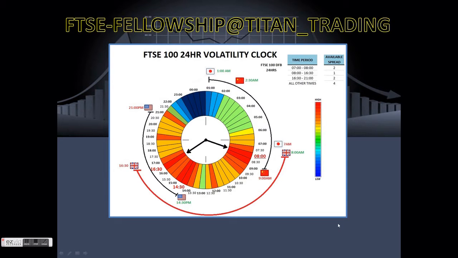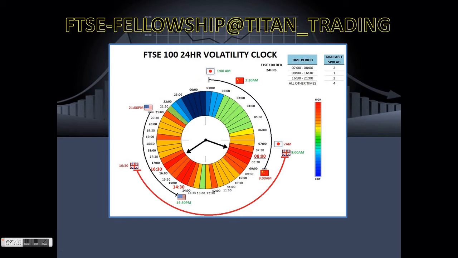So this is my interpretation of a volatility clock. I've divided it up into 48 segments, 30 minutes each. And what I mean by volatility is basically when the price action is at its highest. You can see here the high to low range, red being high, blue being low, just like hot and cold. If you treat this like a 24-hour period on a clock, this is basically the FTSE 100 over the 24-hour period.